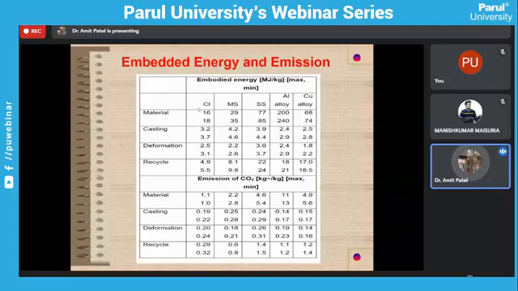Then next is different processes. Say, for example, the casting process. The casting process itself will have some process emission for different materials. Then you have a deformation process. Deformation process means it can be bending, cutting, or welding. So many different deformation processes. All emissions for such processes are listed here.